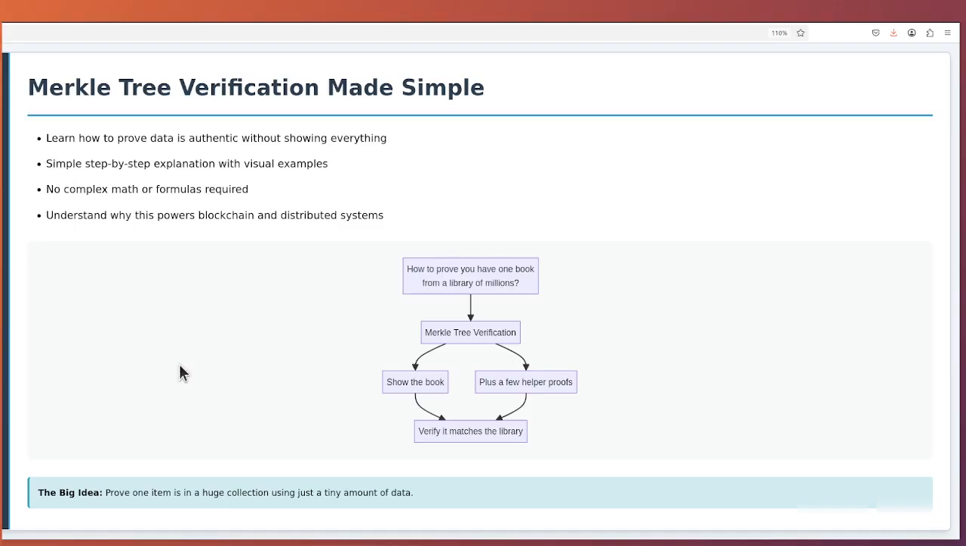Today we're going to learn how Merkle tree verification works, but we're keeping it simple. No complex math formulas or complicated terminology. Just a straightforward explanation of how you can prove a piece of data is authentic.